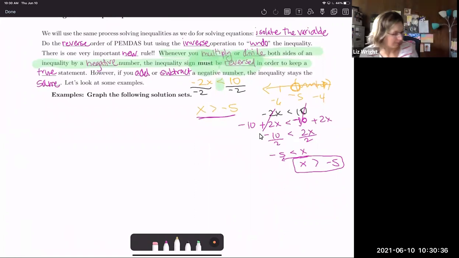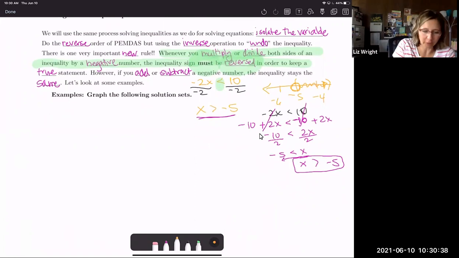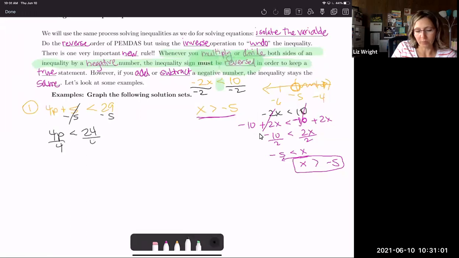Let's do another example here. So here's your first official example. Our first official example is 4p plus 5 is going to be less than 29. So let's use the same process that we would use for an equation. We're going to subtract 5 from both sides. Then we're going to get 4p is less than 24. Now divide both sides by 4. Because we're dividing both sides by a positive 4, we don't need to flip our sign, and we're going to get p is less than 6. And that is our answer.